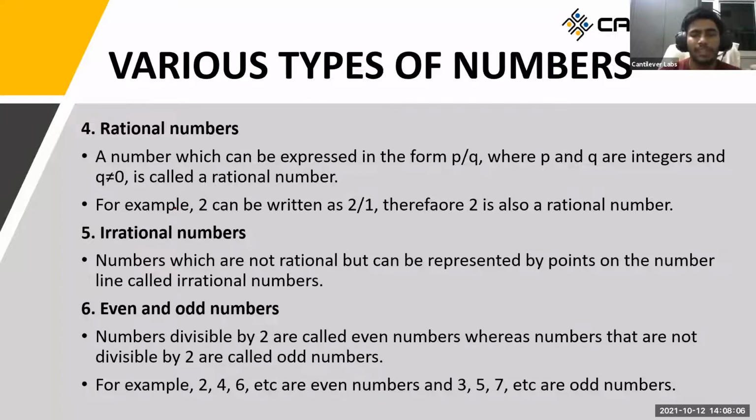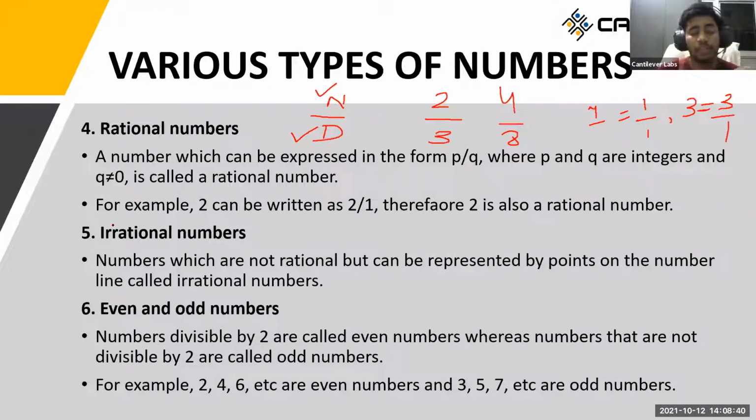A number which can be expressed in the form of a fraction. What is a fraction? A fraction is something which has a numerator and a denominator. So here, rational numbers can be expressed in the form of numerator as well as denominator. So for instance, 2 by 3, 4 by 8, even integers and natural numbers and whole numbers are also rational numbers, because 1 can also be written as 1 by 1, or 3 can also be written as 3 upon 1. So what is not a rational number? There comes the irrational number.